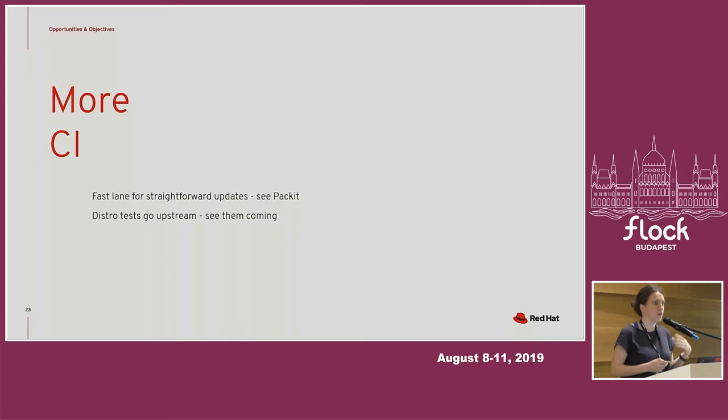So the related objective for this kind of thing is the fast lane for straightforward updates, what I call straightforward update. If an upstream project is simple enough, or introduces a change which is simple enough, you get it merged upstream, you consume it in Fedora directly with no changes, and then you consume it in RHEL with more or less no changes. For this kind of workflow, where the update just doesn't require a lot of work on the integration side and you just need to consume the upstream, we are going to work on setting up a fast lane for these updates.